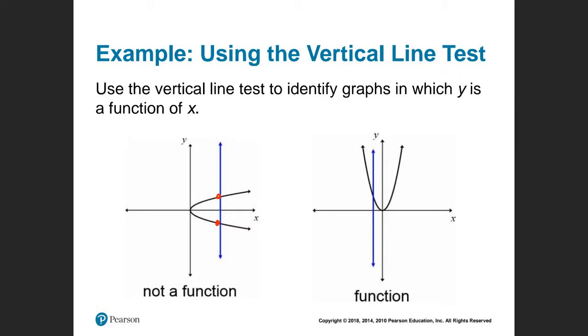There are 2 points over here, so this is not a function. But look at the next one. Look at the vertical lines. How many points? Only 1 point over there. Because only 1 point, this is a function. Yes. Remember about vertical lines. The vertical line test makes it easier to see whether it is a function or not.